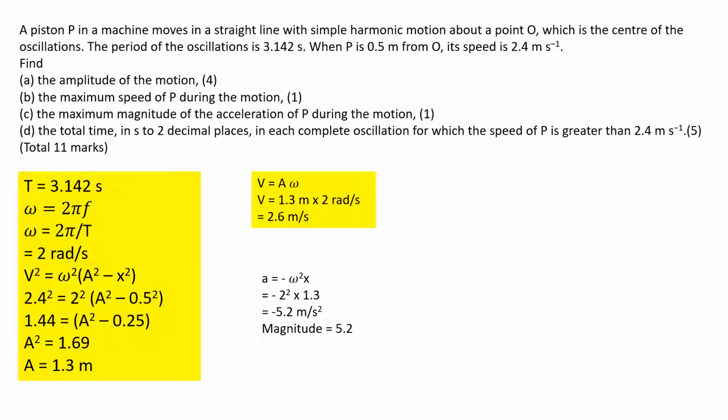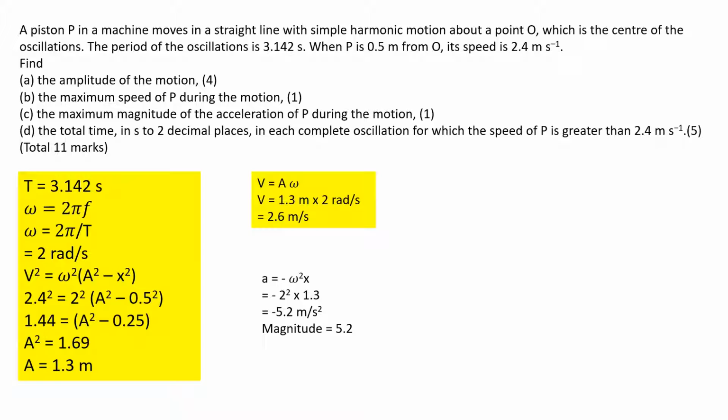We need to work out a, but we're given x as 0.5, so putting all of those in, you get 2.4 squared equals 2 squared brackets a squared minus 0.5 squared. You divide both sides by 4, 2 squared, so you get 1.44 equals brackets a squared minus 0.25. 0.25 is 0.5 squared, and then you end up with a squared equals 1.69. Square root that, you get a equals 1.3 meters. So 1.3 meters is the amplitude of the motion.